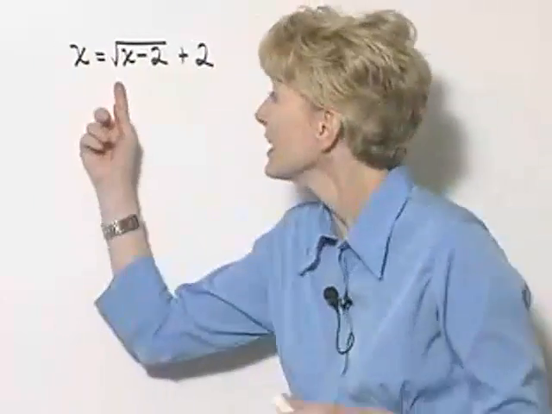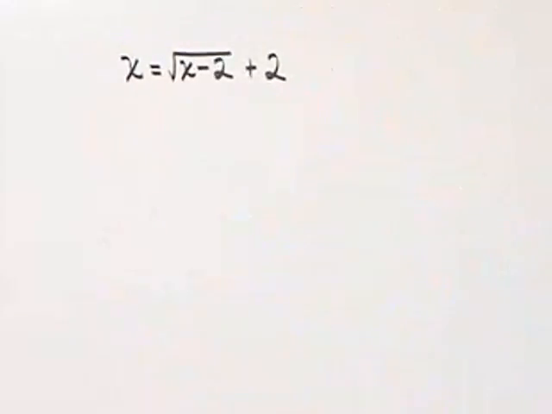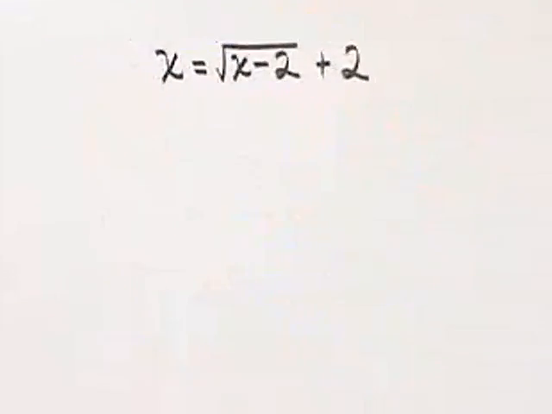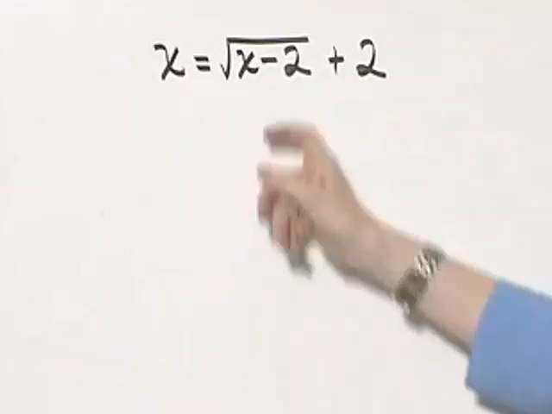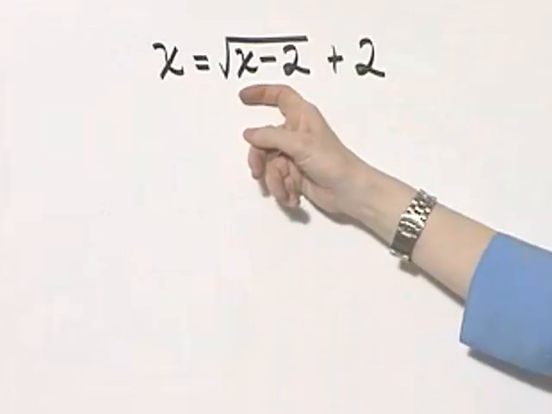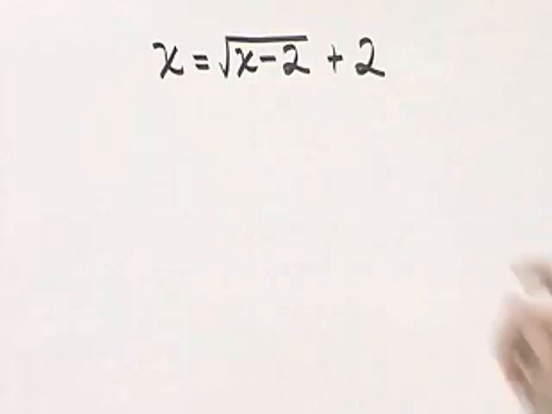So let's look at our equation. x equals the square root of x minus 2, plus 2. Don't forget what I mentioned. If possible, isolate a radical. We will isolate this radical.